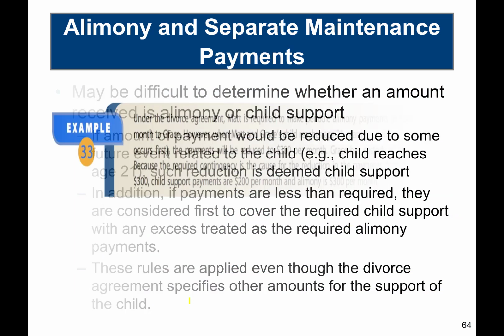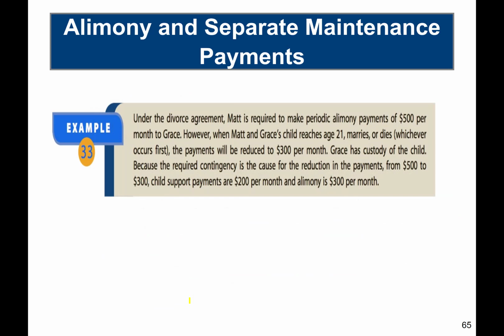Okay, so under this divorce agreement, Matt is required to make periodic payments of $500 per month to Grace. However, when Matt and Grace's child reaches age 21, marries or dies, whichever occurs first. Okay, I don't think you can. Can you get married after you die? I don't, unless it's that Corpse Bride movie or something. I guess you could.